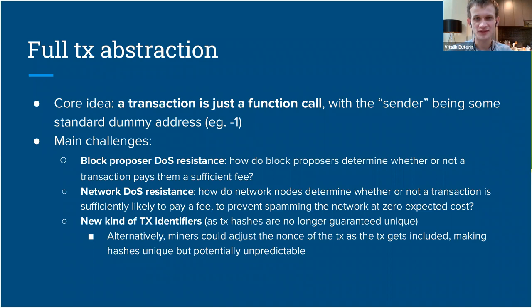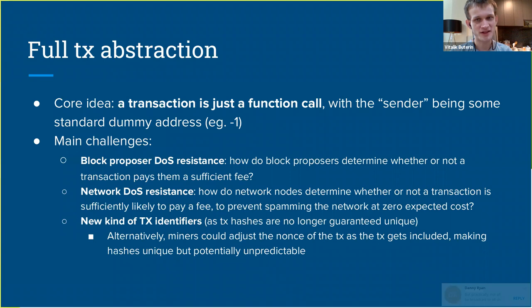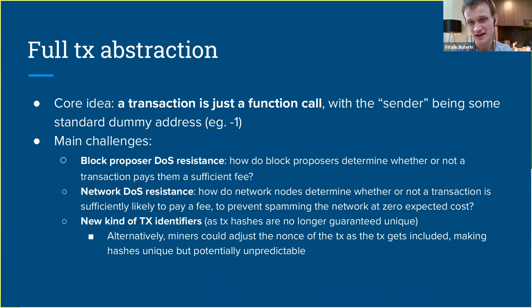So the other extreme, and this is the path that we're taking, is to start off from the perspective of full transaction abstraction. The idea behind full transaction abstraction is that a transaction is just a function call where the sender is just some standard dummy address, right? Think of the sender as being, say, just a -1, or it could be whatever address. So a transaction is just a function call, and then the transaction would call into some account that we call the target. That account would impose validity conditions, and then that account would, if it's happy, pay the fee, and it would do whatever else the transaction wants that account to do, right? So this is the consensus layer simplest way to do abstraction, but there are a lot of big challenges.